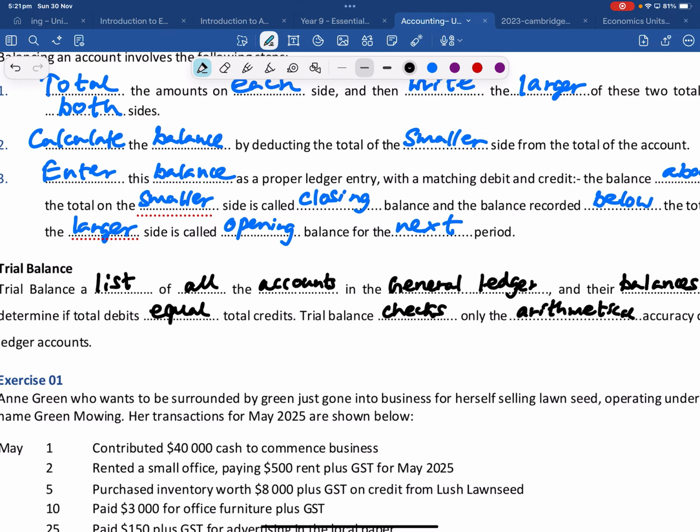What is the arithmetical accuracy? If you added everything up. Yes, numerical accuracy. So does that mean there can be some errors that we can't trace from the trial balance? Yes. Trial balance can't find all the issues in our ledger accounts. We are going to learn them today.